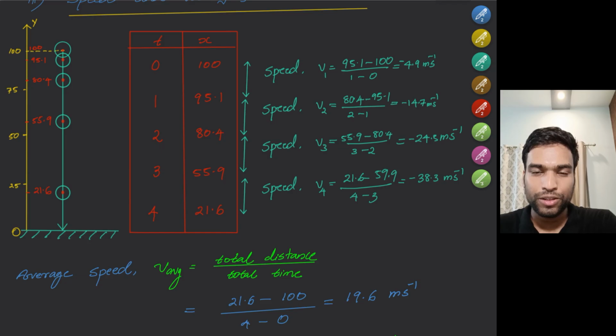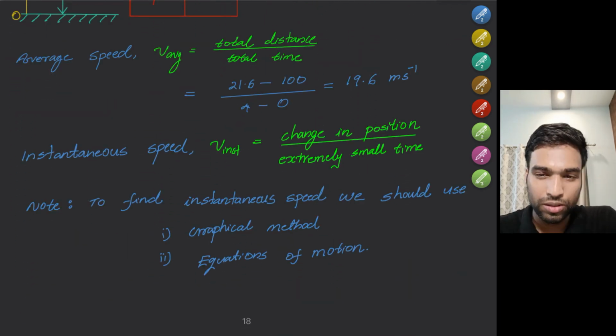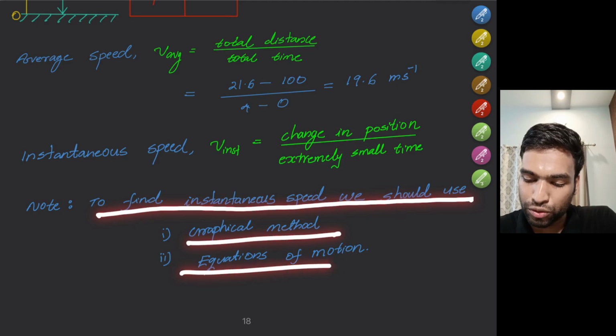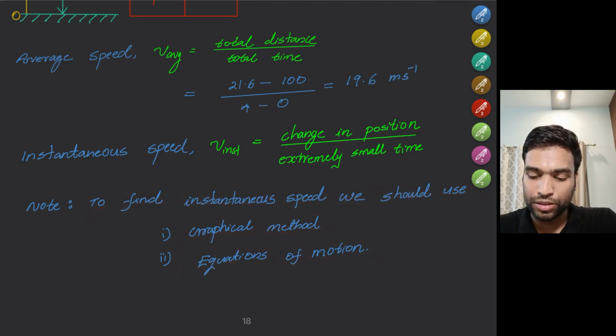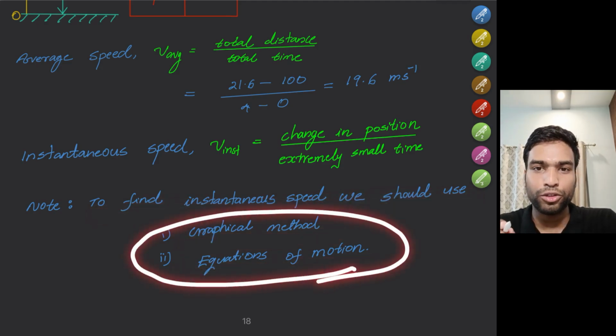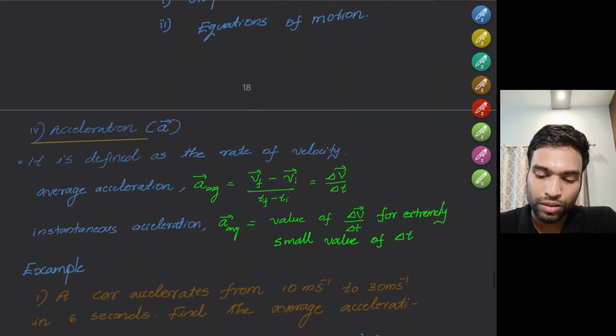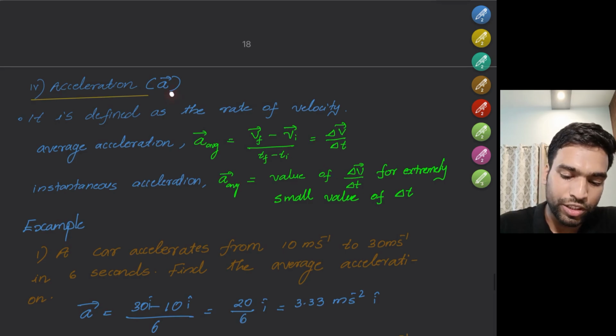Got it? So the speedometer will always give you instantaneous speed, not the average speed. For finding average speed, you have to measure the total distance traveled and divide with the time duration. Got it? Great. So please note that to find the instantaneous speed, we should use either graphical method or equations of motion. This is going to be covered in part 2 of the video. Good? Right. Now let's concentrate on acceleration.